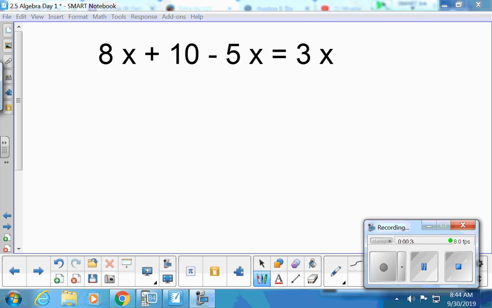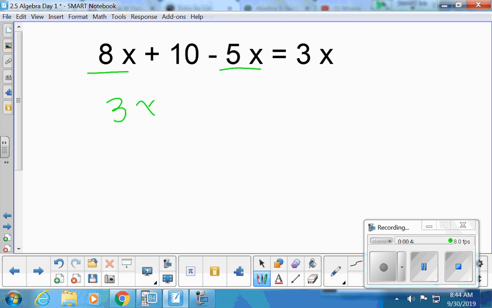Anthony's already working ahead because he's a scholar. He's like, something weird's about to happen. And he's right. What's going to happen with the 8 and the negative 5x? Combine into being a 3x. And then you have to get your x's together on one side. This is something we haven't seen yet. So I need to get this 3x over to join that 3x. So I'm going to do a minus 3x.